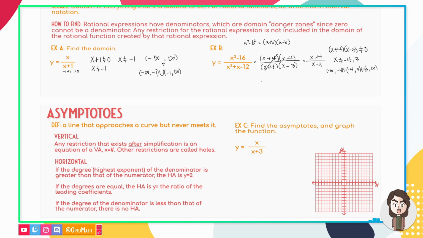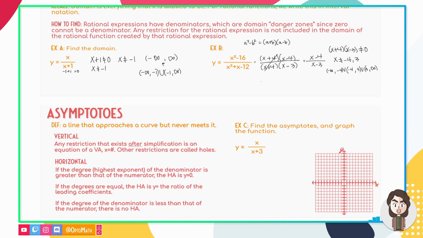So horizontal asymptotes: if the degree, which means the highest exponent, of the denominator is greater than that of the numerator, the horizontal asymptote is y equals 0, and these are all y equals. If the degrees are equal, the horizontal asymptote is y equals the ratio of the leading coefficients. Leading coefficients means the numbers in front of the terms that have the highest exponent. And the third way you can tell is if the degree of the denominator is less than that of the numerator, there is no horizontal asymptote.